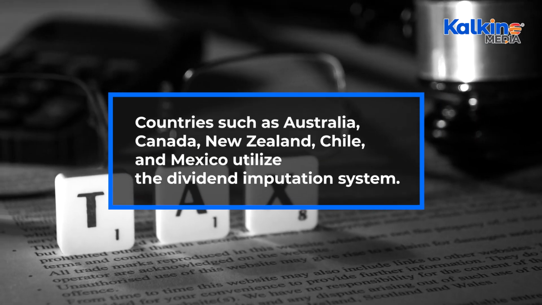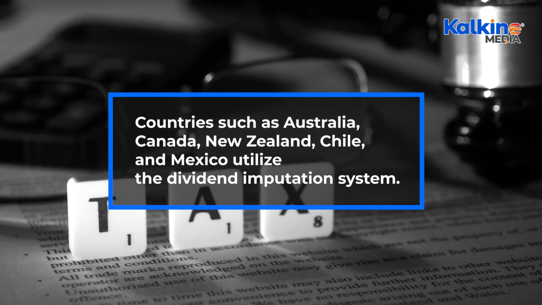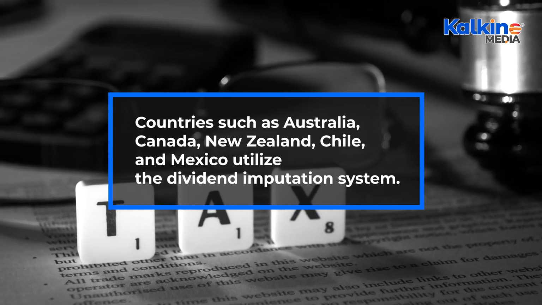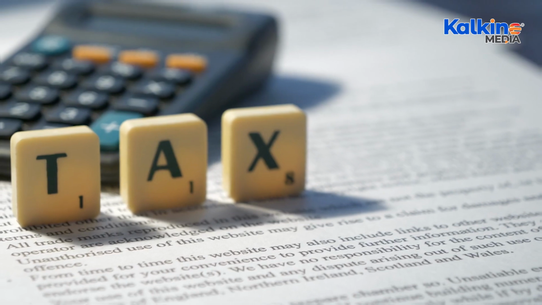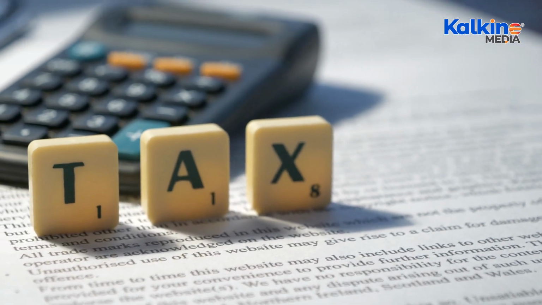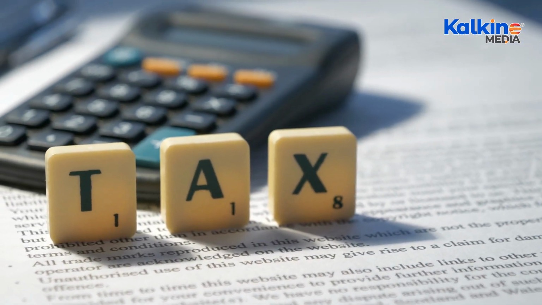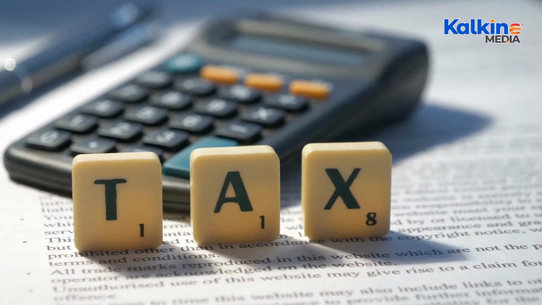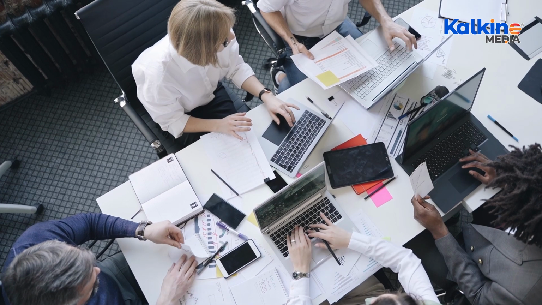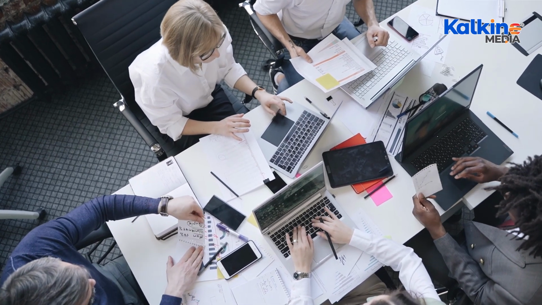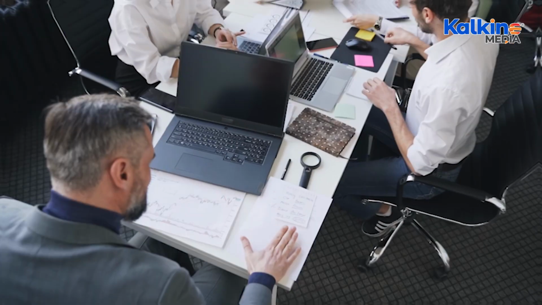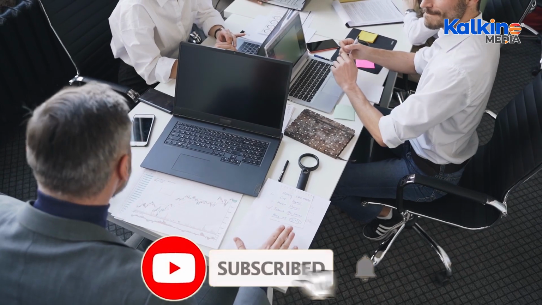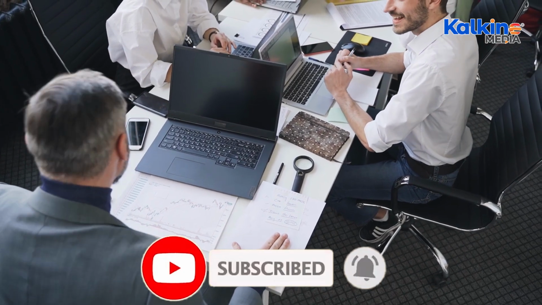Countries such as Australia, Canada, New Zealand, Chile, and Mexico utilize the dividend imputation system. While some nations have moved away from full imputation or adopted partial credits, supporters argue that maintaining this system is essential to encourage equity financing rather than debt financing. By reducing the tax burden on shareholders, companies may be more inclined to distribute profits as dividends, which can stimulate economic growth and prevent the accumulation of excess cash on corporate balance sheets.